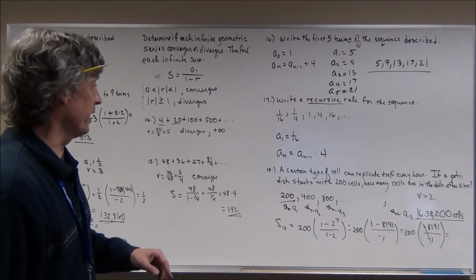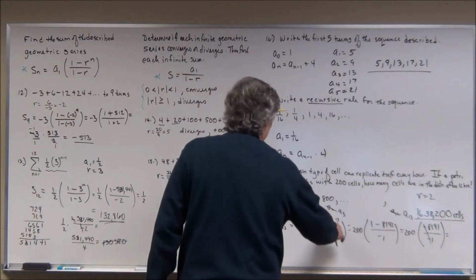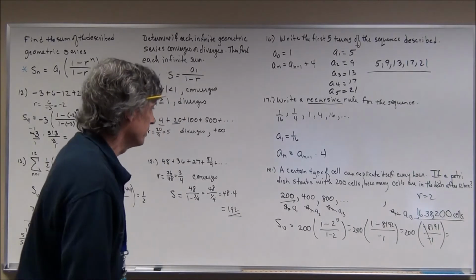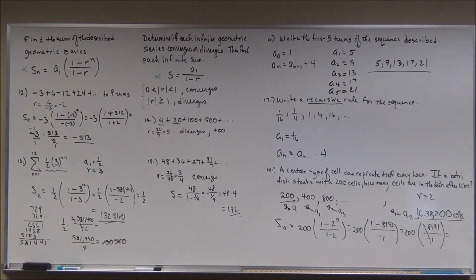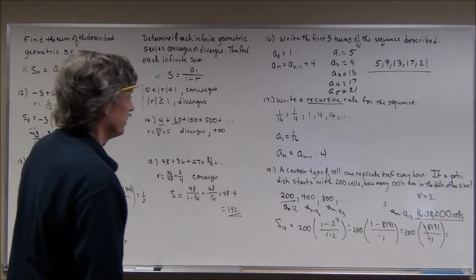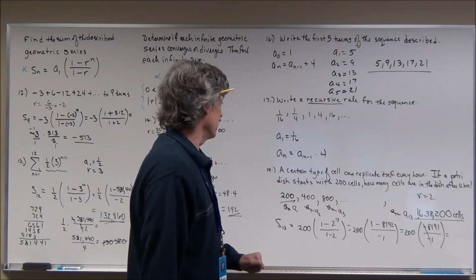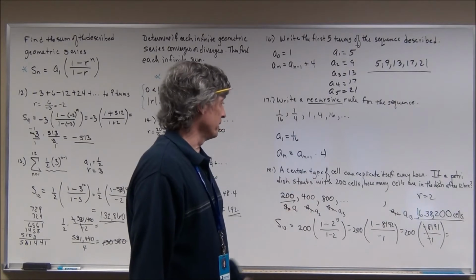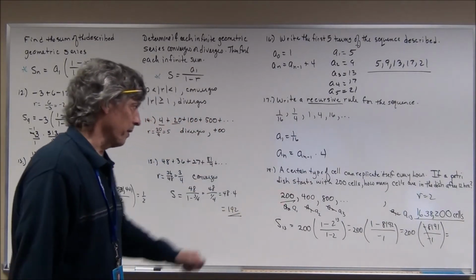Okay, he's got a different answer because he only puts a 12 in here. But I think he's forgetting the original 200. How many cells are in the dish? You got to count the original 200. So I think he's incorrect with this. But you can always ask him. I'm going to stick with my answer there.